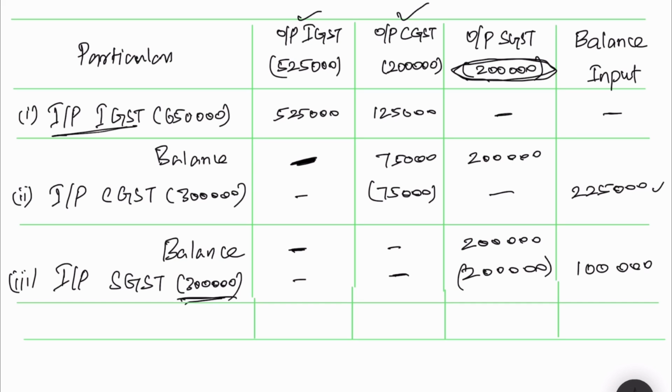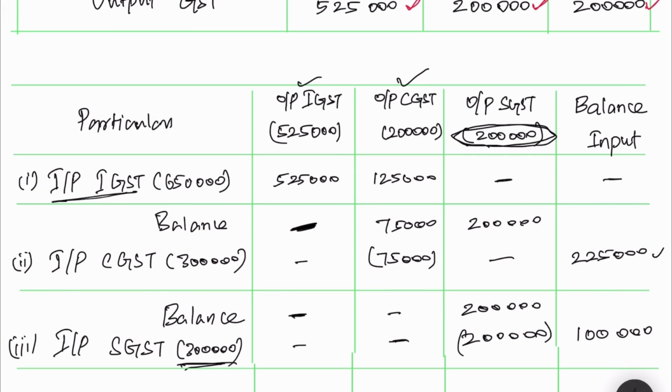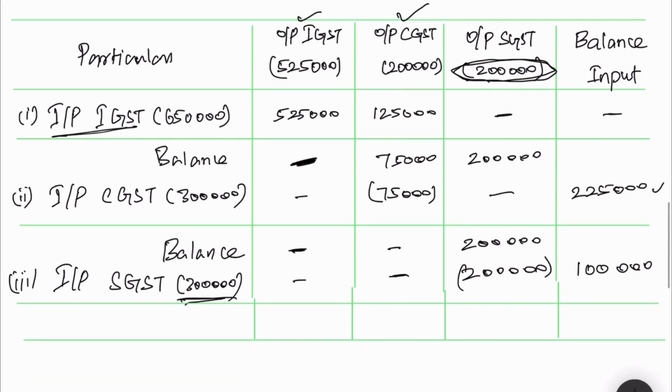So this is how we have to set off input taxes with output taxes. In our particular problem, you don't have any output CGST balance. Suppose if there is any balance in any of the output GSTs, that has to be transferred to the government's electronic cash ledger account.